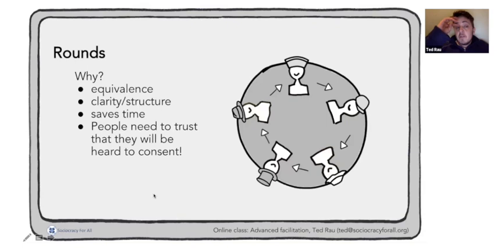So why am I talking about rounds when I really was promising to talk about consent? I think they don't necessarily go hand in hand, but consent as a decision-making method is just so much easier in a system where you have rounds, because people are heard. That means they trust the process. That means they know they're being seen and understood. And it's much easier to get to consent if we've understood and listened to each other properly in the first place. You can, in theory, use consent without rounds, but it's just easier. So why not do it?